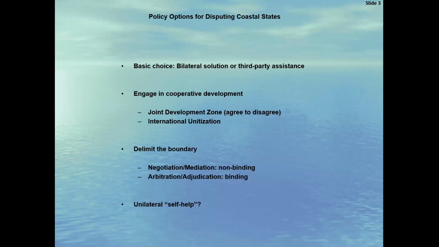Now, examples are the creation of a joint development zone where the disputing states agree to disagree on the boundary and then proceed to joint development of an overlapping claim area. Or international or cross-border unitization where a discovery is made. And these instruments enable the decoupling of questions of joint development from questions of sovereignty and sovereign rights.